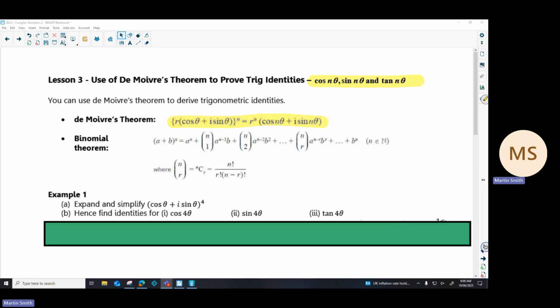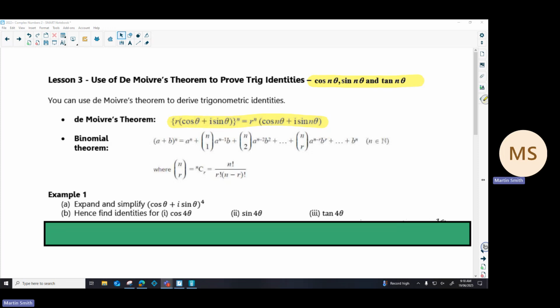So for example, a formula for cos 4 theta, or a formula for sine 5 theta, or a formula for tan 6 theta. There is a specific method for doing this, and generally these questions have two parts. In the first part, you will prove an identity of this type using De Moivre's theorem. I'm going to do that today. And then in the next lesson, we will do applications of this process. We will see alternative questions we can do with these.